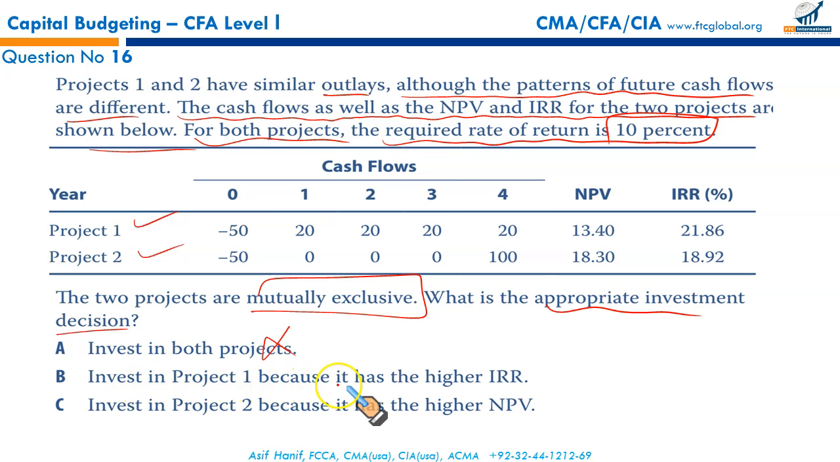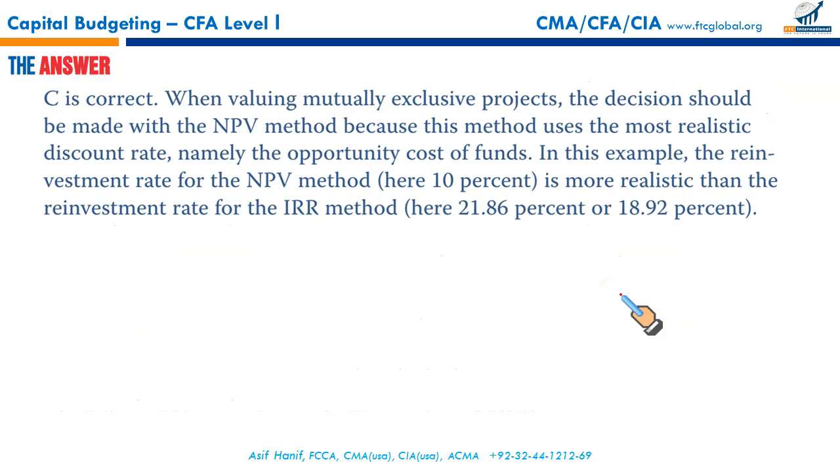Invest in project 1 because it has higher IRR? We discussed yesterday the pitfall of IRR. IRR can put you in trouble in mutually exclusive projects and in projects with unconventional cash flows. Even with conventional cash flows, IRR is rarely used alone for investment decisions. So even though it has higher IRR, our decision is based upon the NPV. Invest in project 2 because it has higher NPV, no computation needed. Go straight for C and there you go.